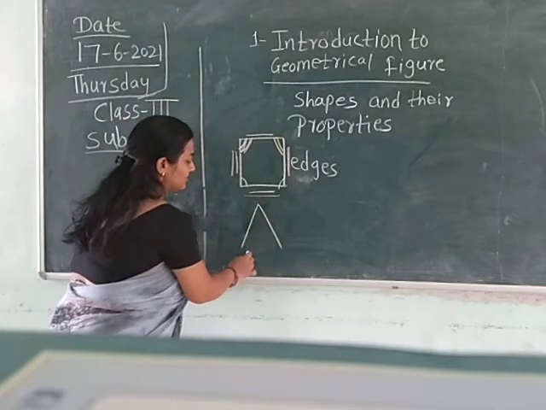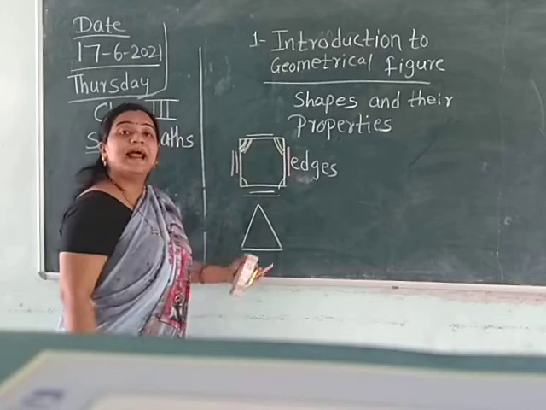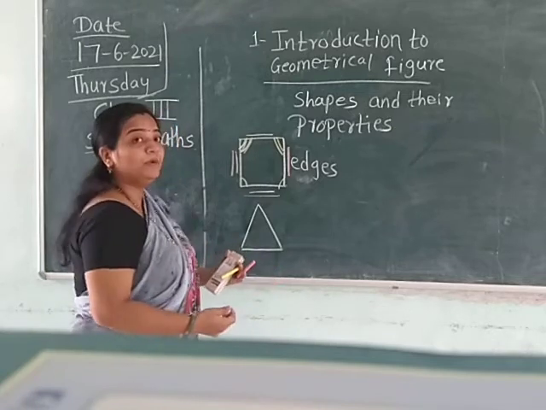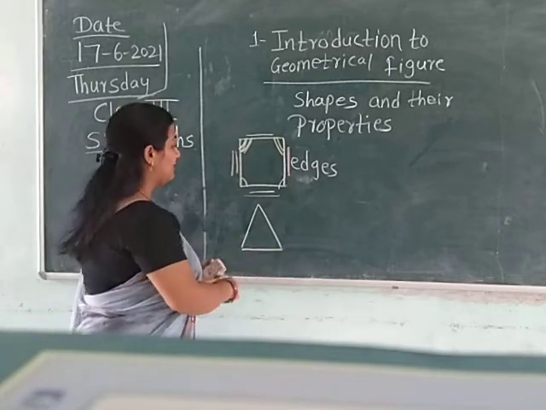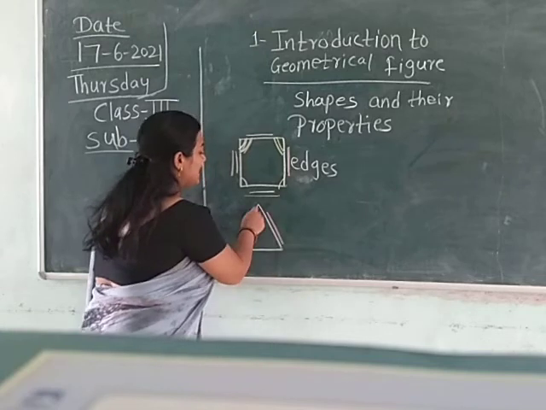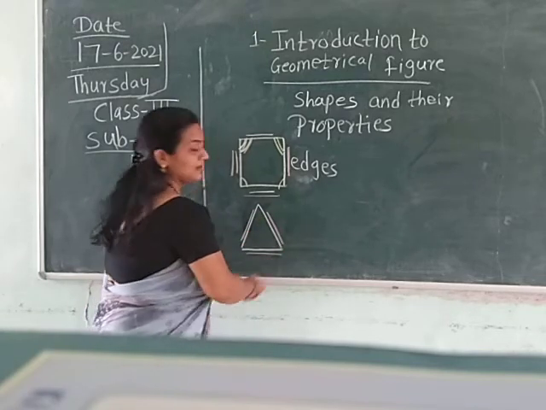triangle. Triangle. How many edges does a triangle have? Triangles have 3 edges.